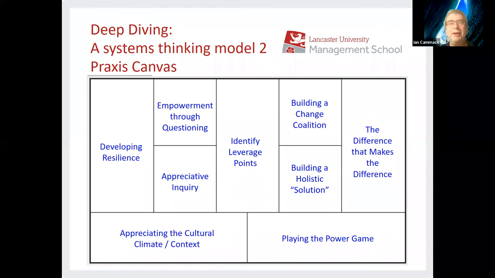And that framework would be looking at ideas about how do I understand the culture? How do I go about playing the power game in this culture? How do I go about asking questions in this environment? How do I really identify the leverage points that are going to make the difference? And then, having identified those points, go about building up that change coalition, the people who need to buy into this change, making sure that the leverage points aren't just going to address a non-systemic solution, but actually build in that holistic picture, that holistic solution.